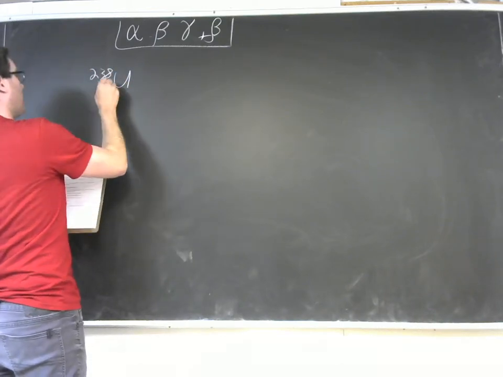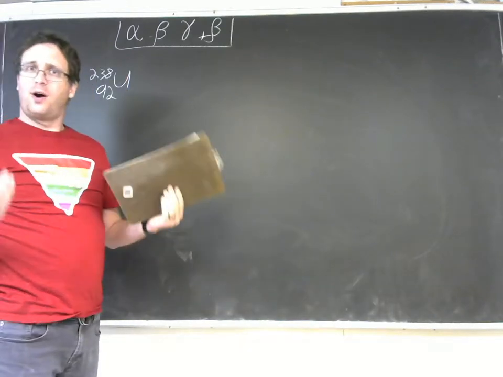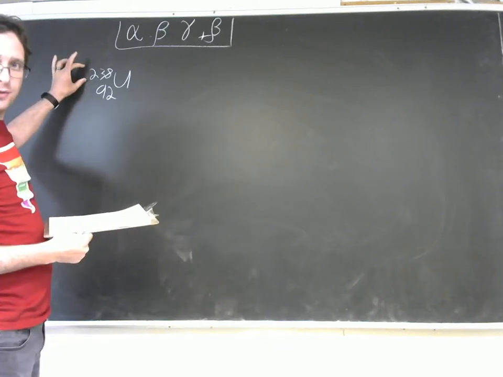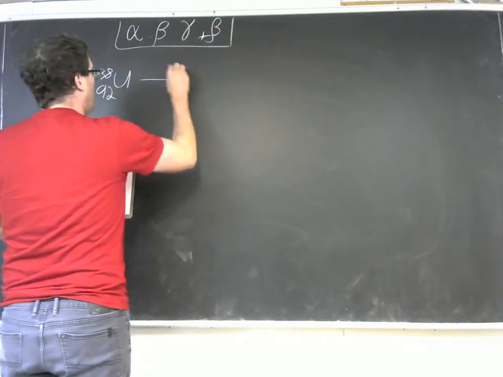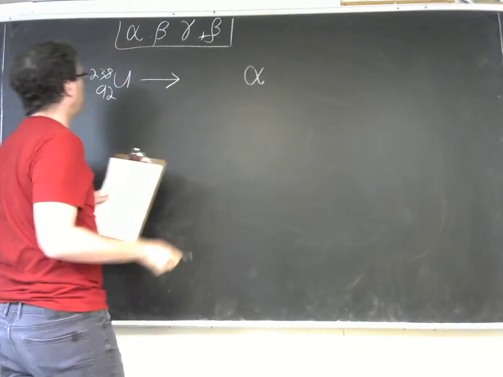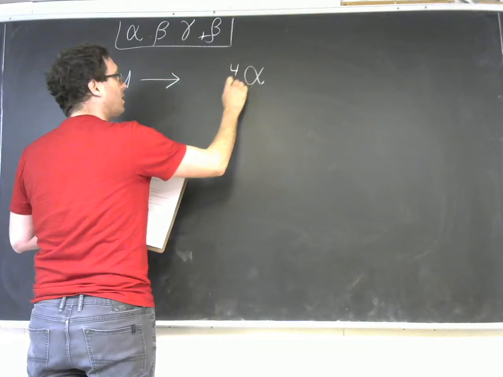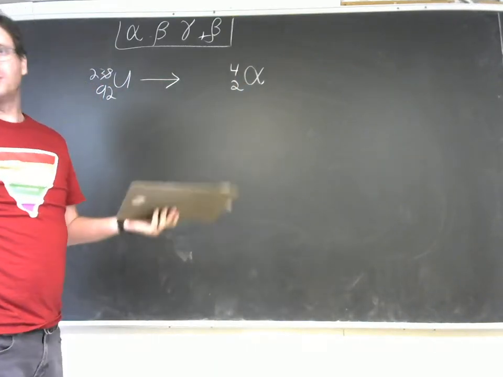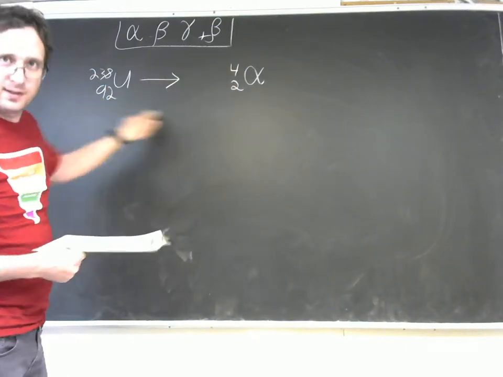And uranium is the 92nd element. So we're going to write that there as our starting reactant: a total mass of 238 and 92 protons. And that is going to decay, and it's going to produce an alpha particle. You may recall an alpha particle has a mass of 4, and it has 2 protons in it. To balance nuclear reactions, we just basically need to balance the mass and the charge.